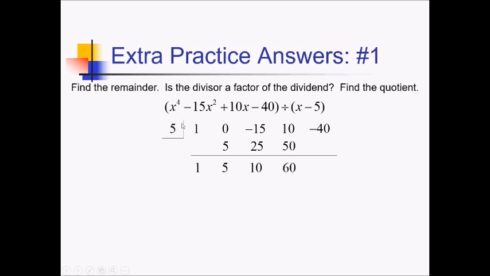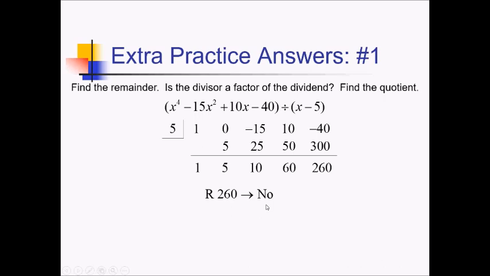And then finally, 5 times 60 gives us 300. Negative 40 plus that is going to give us 260. That last number is our remainder of 260. Since that's not 0, that means x minus 5 is not a factor of our polynomial.